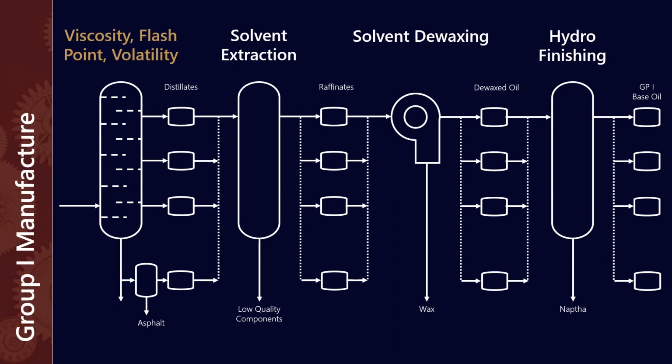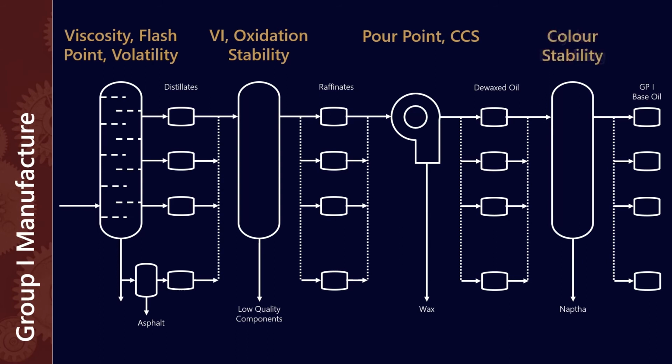Now, solvent extraction, because it's removing aromatics, is going to give us our VI and our oxidation stability. Solvent dewaxing, because it's removing waxes, is going to really help our cold temperature performance. So that's pour point and the cold crank. And lastly, you've got hydrofinishing. And hydrofinishing is going to help us with color stability. And to be honest, a little bit on the oxidation stability, but not much else.